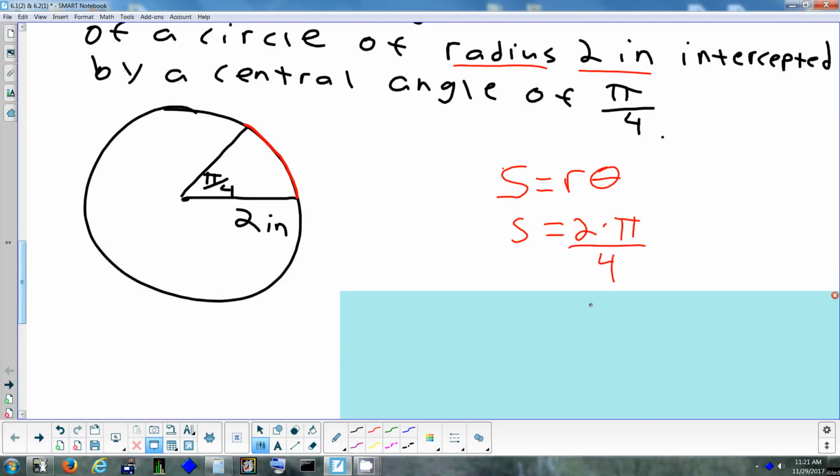So r times theta, or if you don't want to put it all over 4, you can do it like that too. It's the same thing. So just multiply straight across. You're just going to get the 4, which is what I had originally. 2 times pi. And that's going to reduce to pi over 4. But now we want to put the right label on it. We just solved for S. What's S again?